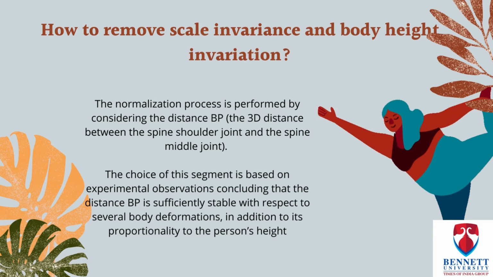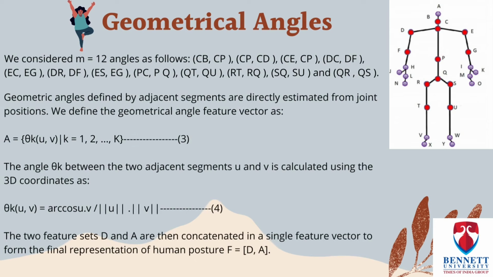Now, coming towards geometrical angles. In addition to 3D joint distances, our joint-based features include geometrical angles corresponding to relevant joints. Based on a dataset, we selected experimentally a subset of joints according to their importance in characterizing the studied human posture. In the figure, as shown in the slide, the selected joints are represented in red.